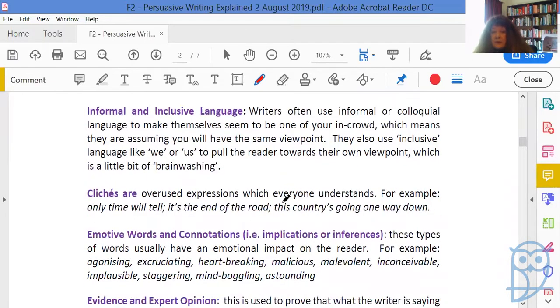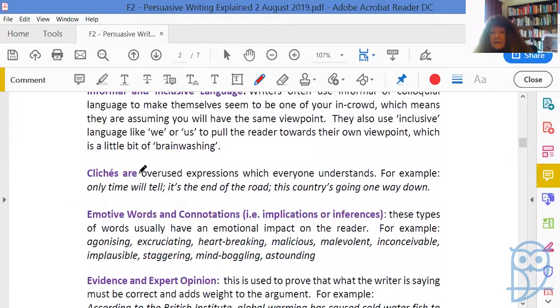Right, the next thing you could put into your essay would be cliches. Even though they're overused expressions, everyone understands them. That's why they're called cliches. Only time will tell. It's the end of the road. This country's going one way down. Okay? So those are called cliches because everyone uses them, and they might be handy in your persuasive essay at some point, maybe to sum up a little final conclusion in a paragraph or so.